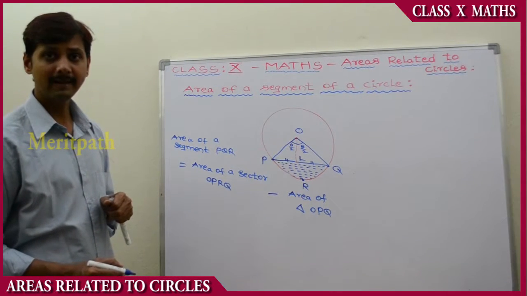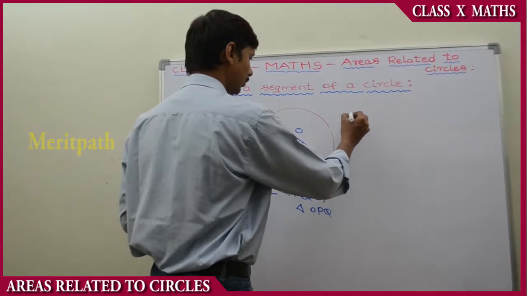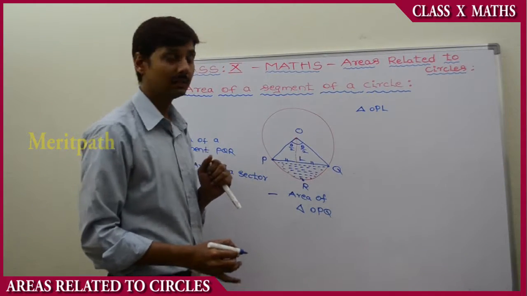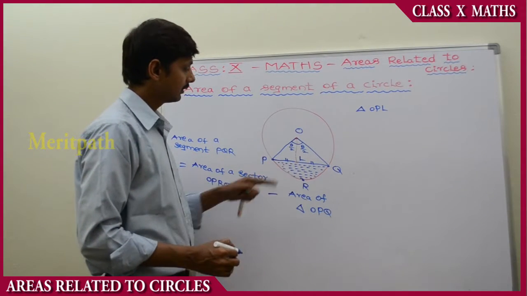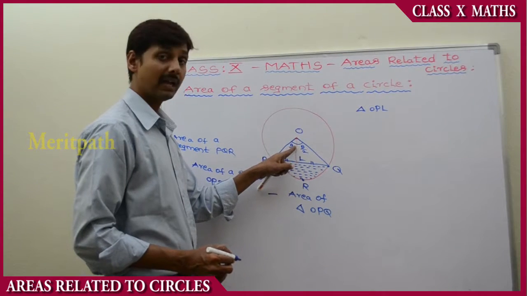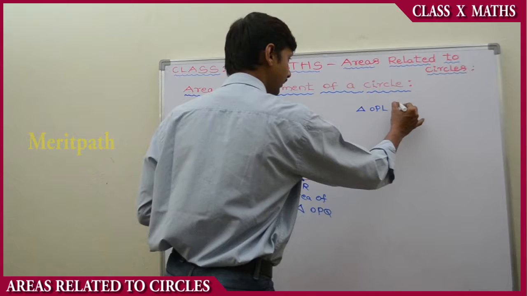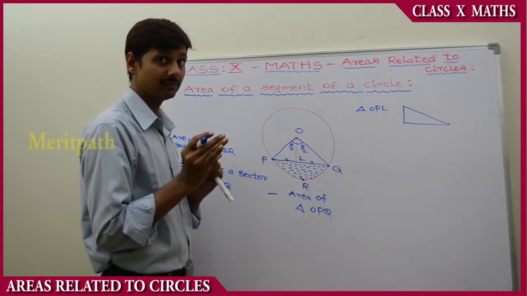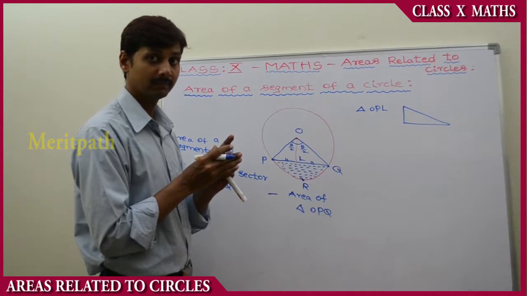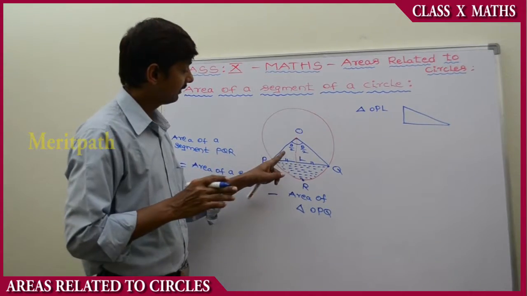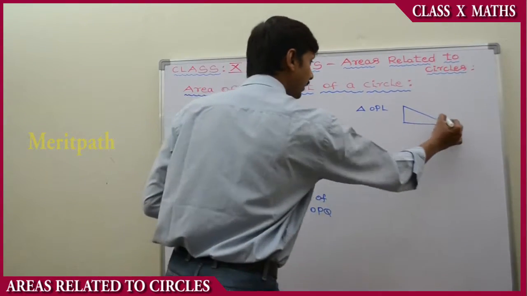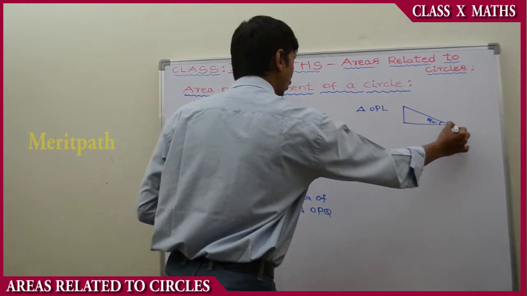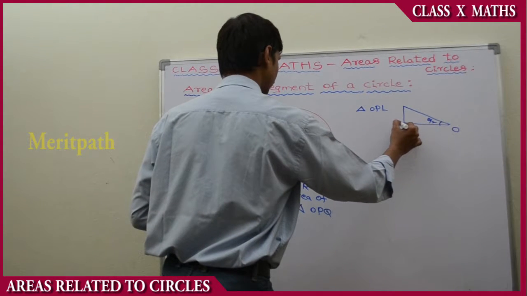So let's take triangle OPL. OPL is a triangle. From this, if you have taken theta, the angle is theta by 2. Let's draw this. If we draw in this manner, we will take this triangle using the rotational symmetry. Then we rotate this triangle theta by 2 here. This is theta by 2, and this is O and P and L.